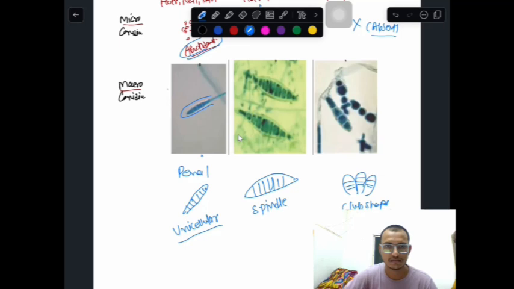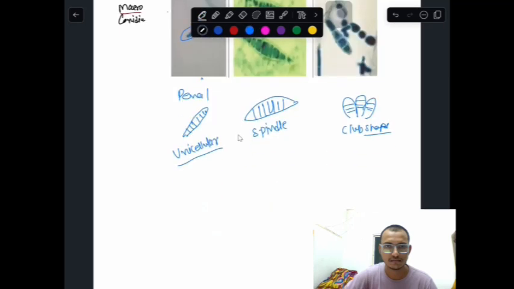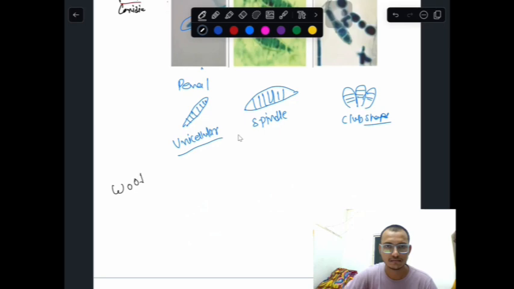If we do a Wood's lamp examination, we can see Microsporum is positive, but Trichophyton is negative.